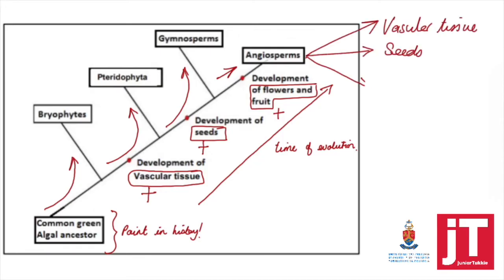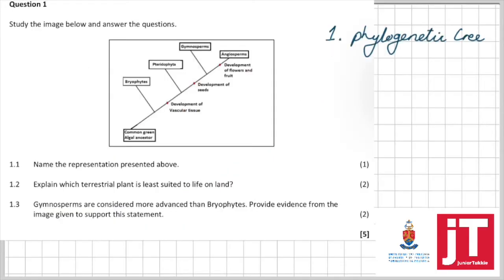We see that when we get to angiosperms, we have plants that have vascular tissue, we have plants that have seeds, and produce flowers and fruits. Can you see that that is now the end of our evolutionary scale in this situation? Okay, so I think we've got enough context now for us to look at the questions.